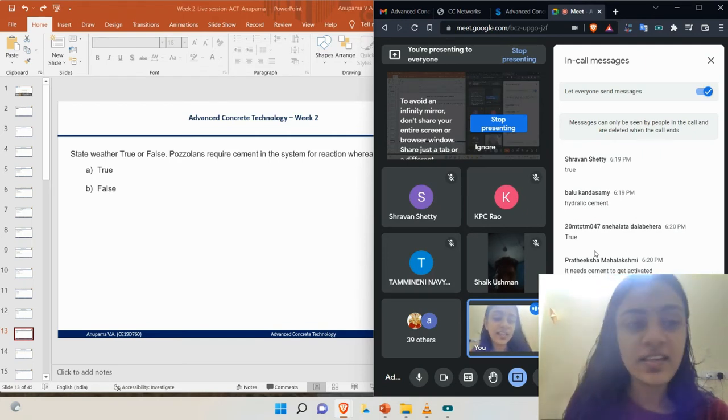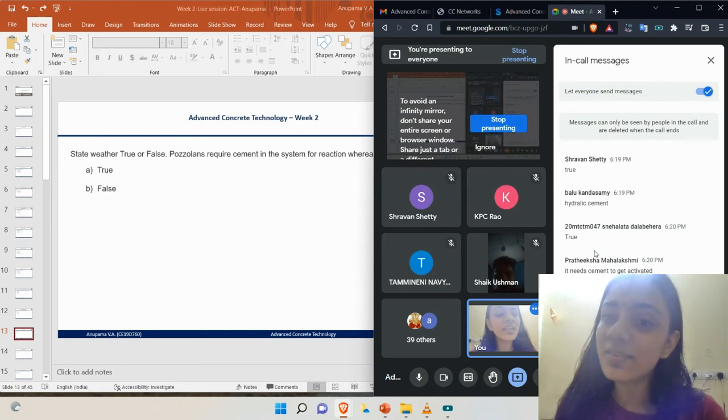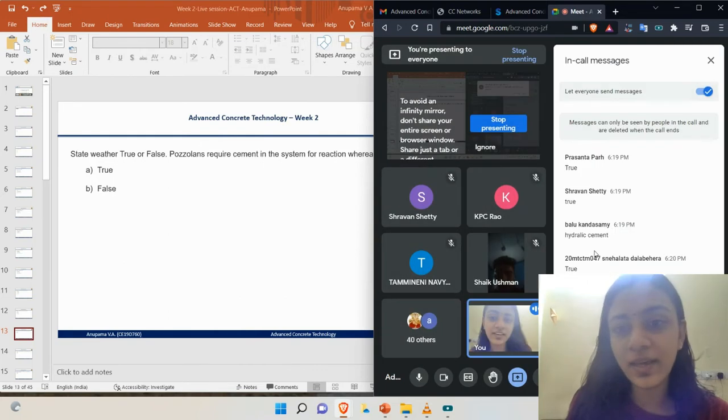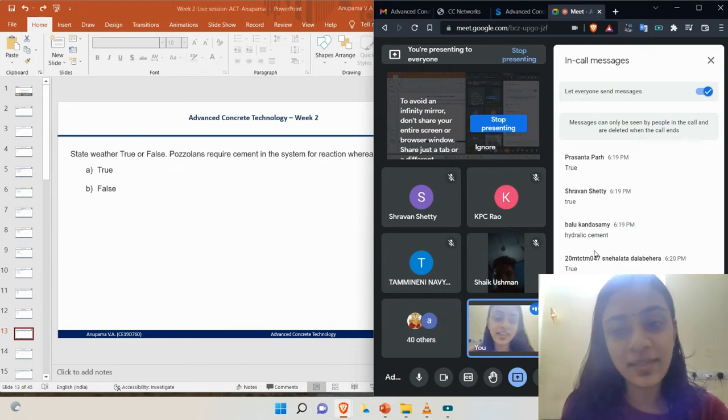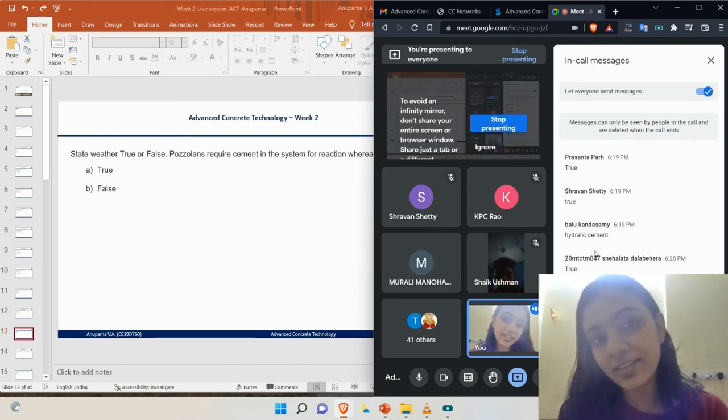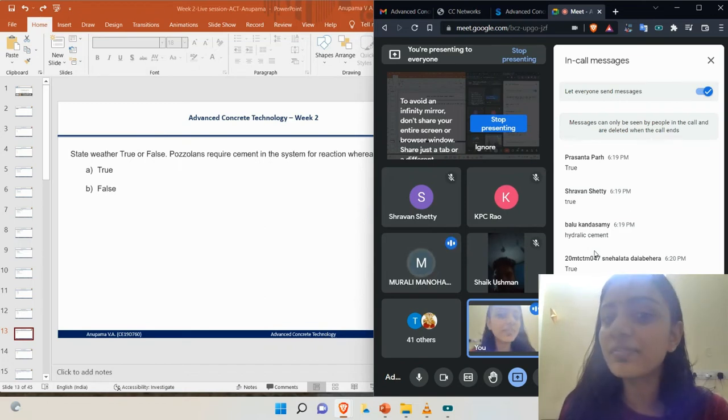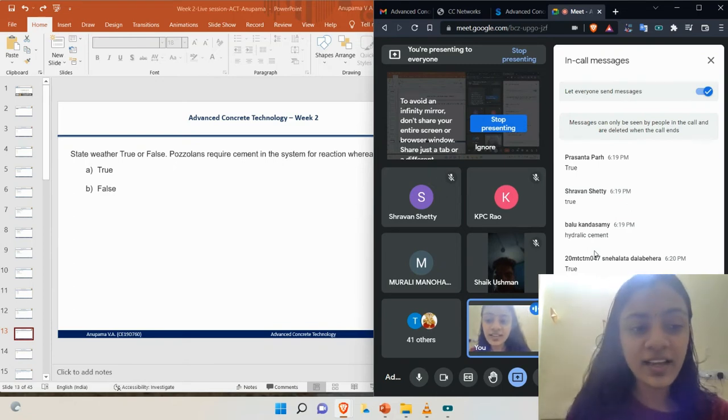get activated. Yes, so porcelains basically require cement because it produces calcium hydroxide, and porcelains react with calcium hydroxide in the presence of moisture to form the additional CSH, right? So porcelains definitely require cement. So porcelains like fly ash or calcined clay, metakaolin or silica fume, all these require cement in the system. But in the case of slag, it is a latent hydraulic system, which means that it can react even if cement is not present. But if cement is present, it can activate the slag. That's all. So the correct answer is true.